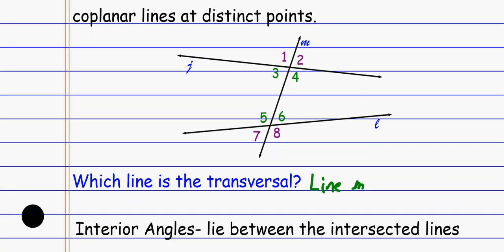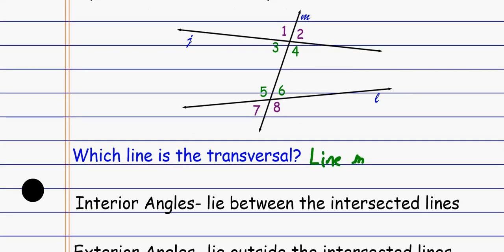So now what happens is when we have a transversal, notice we've formed a bunch of angles here. And I've labeled them as 1, 2, 3, 4, 5, 6, 7, 8. And these angles have special names, all right? When there's angles that are formed by a transversal, a line that intersects other lines, we have special names for them. First of all is the interior angles. The interior angles are the ones that are in between the lines that are being intersected. So in this case, the lines being intersected are lines J and L. So the interior angles are the ones that are in between J and L, all right?